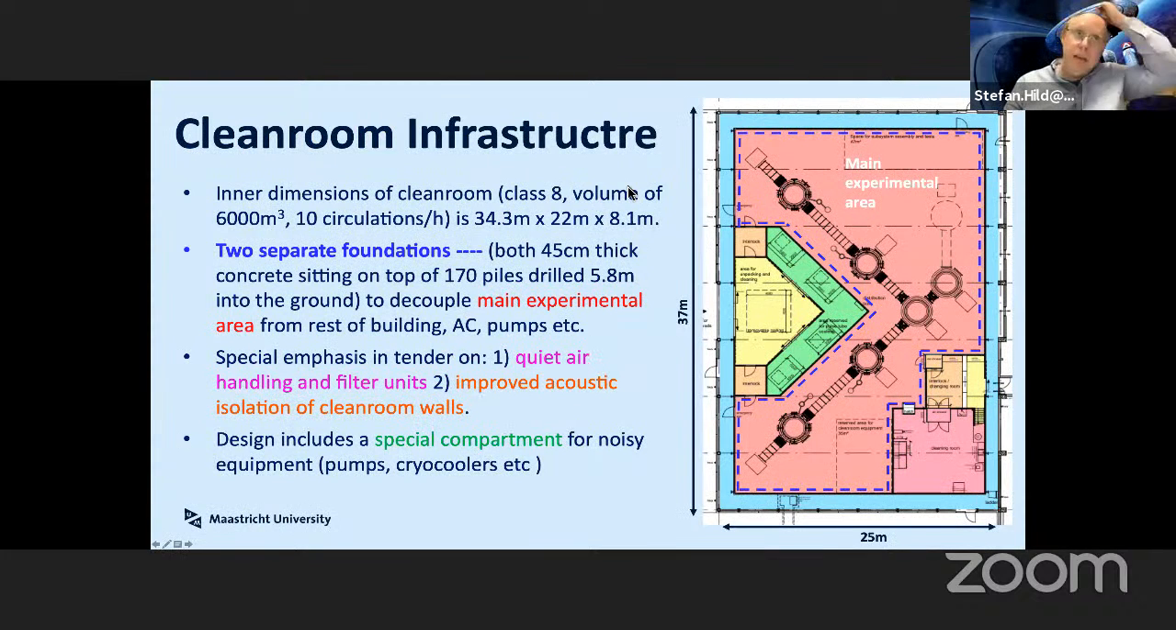We are currently setting up a clean room of 6,000 cubic meters. And just to show some fun features here, this clean room has 2 different foundations to separate all of the air conditioning noise and the wind on the walls and so on from this quiet area here on the red foundation. We also put some effort in the tendering to find ways of getting good acoustic isolation from special compartments like this green one here, set up for noisy equipment like pulse tube coolers, pumps, and things like that.